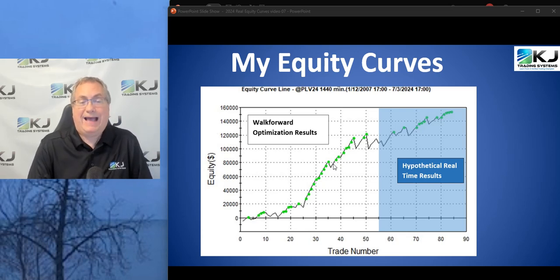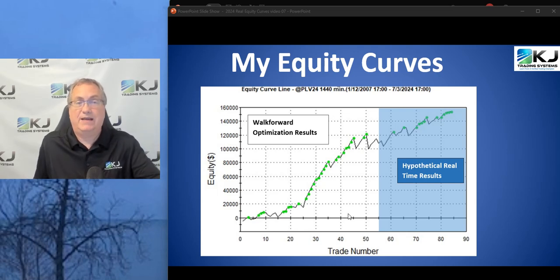Now, this is from TradeStation, but a lot of people ask about these green dots. What do they mean? Well, the green dots signify new equity highs. So every time a new equity high is hit, you get a green dot.